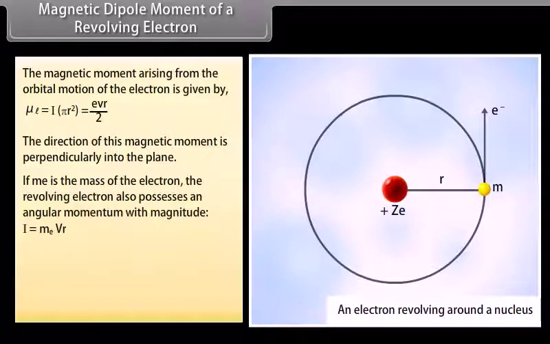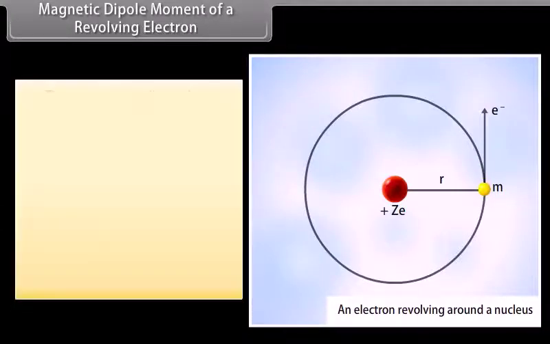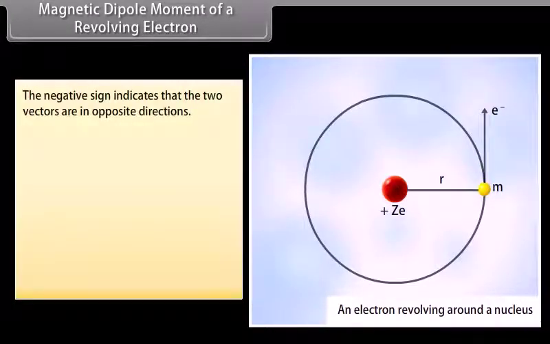If m_e is the mass of the electron, the revolving electron also possesses an angular momentum with magnitude l is equal to m_e v r. From the above two equations, we get the result mu_l is equal to minus e upon 2 m_e multiplied by l. The negative sign indicates that the two vectors are in opposite directions.